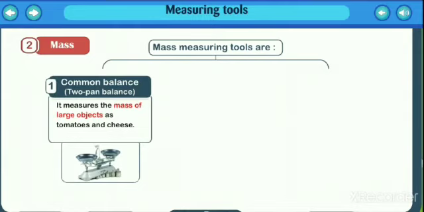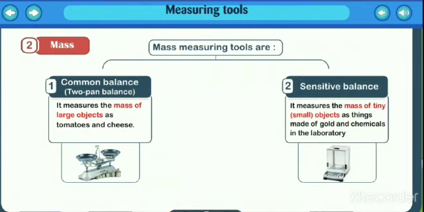Okay, now let's start to talk about mass. Mass measuring tools are the common balance or two-pan balance. You see a common balance at the supermarket to measure the mass of tomatoes and cheese. So, the common balance or two-pan balance measures the mass of large objects like tomatoes, carrots, apples, bananas, cheese. Okay. The second measuring tool of mass is called sensitive balance.